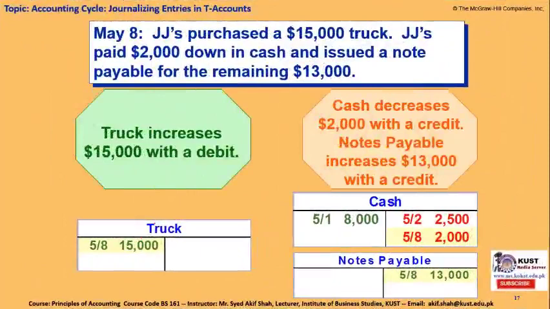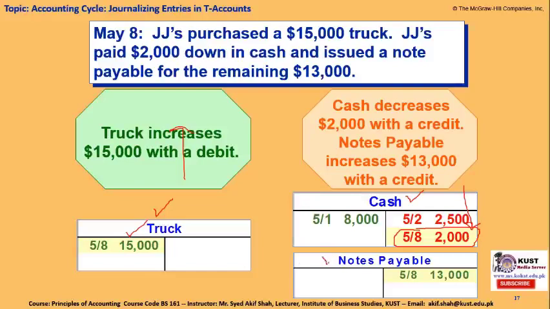Here it is. We have mentioned another account title in the T shape with the name of truck. Truck is an asset. So truck increases by $15,000 with a debit balance. Therefore, we have mentioned its entry in the debit column of this T account. At the same time, we have a cash account already established. And here we have to mention the 8th transaction in the credit column because the company has paid out $2,000 in the purchase of this truck as a down payment.